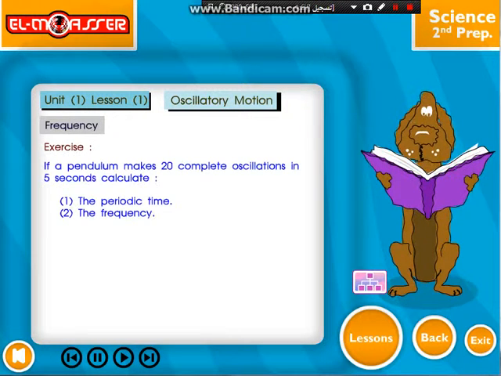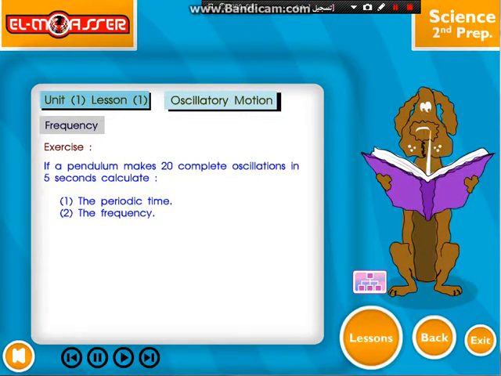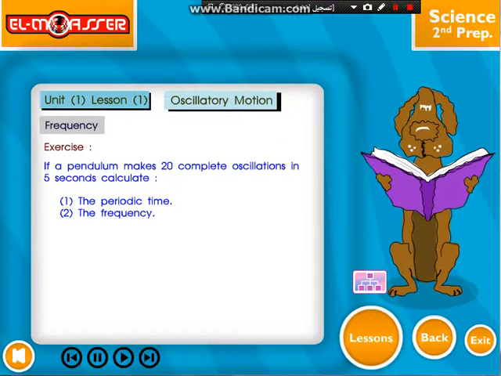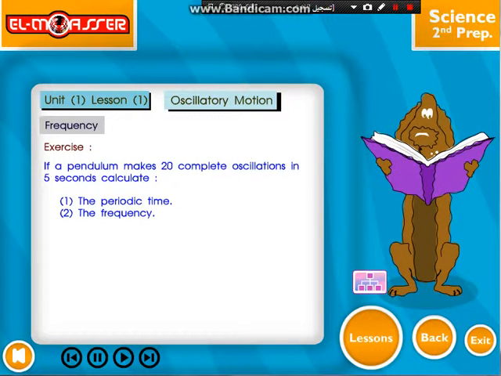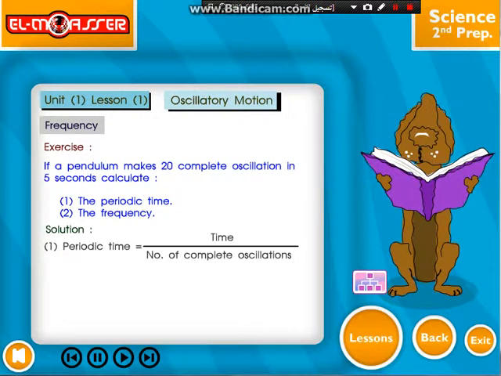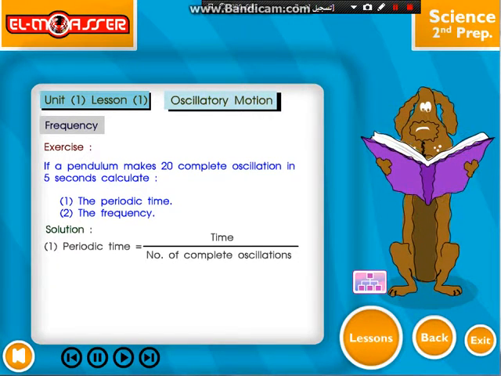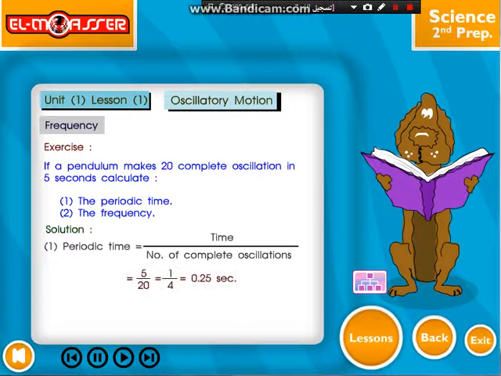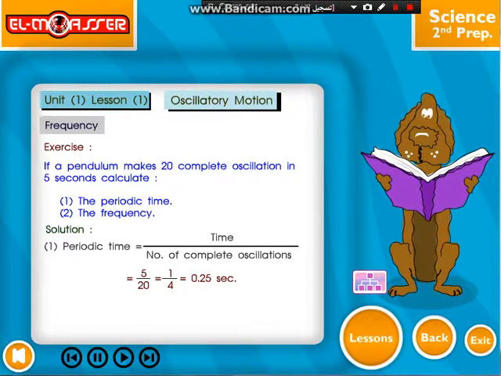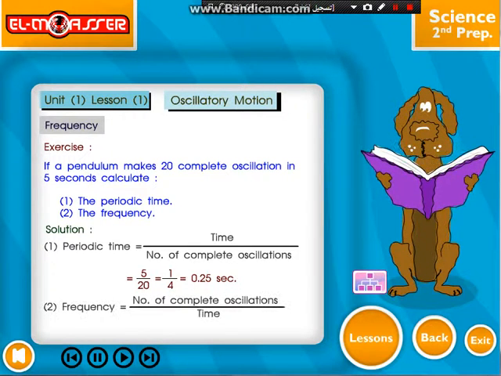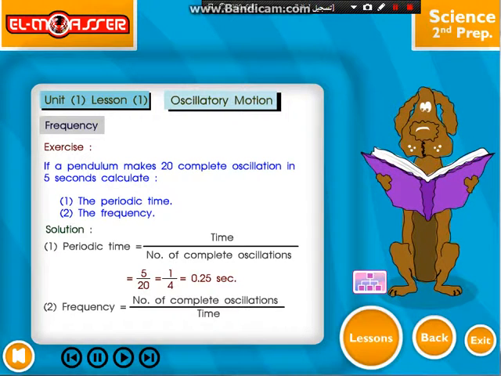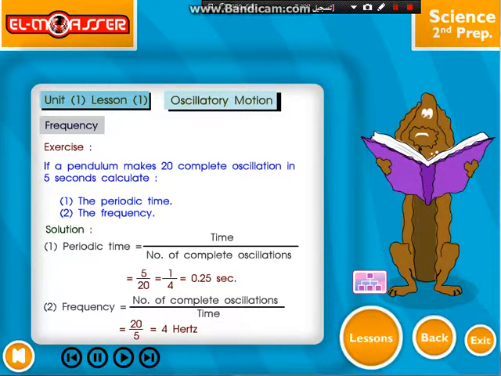Exercise. If a pendulum makes 20 complete oscillations in 5 seconds, calculate number 1, the periodic time. Number 2, the frequency. Solution. Number 1, periodic time equals time over number of complete oscillations equals 5 over 20 equals 1 over 4 equals 0.25 seconds. Number 2, frequency equals number of complete oscillations over time equals 20 over 5 equals 4 Hertz.